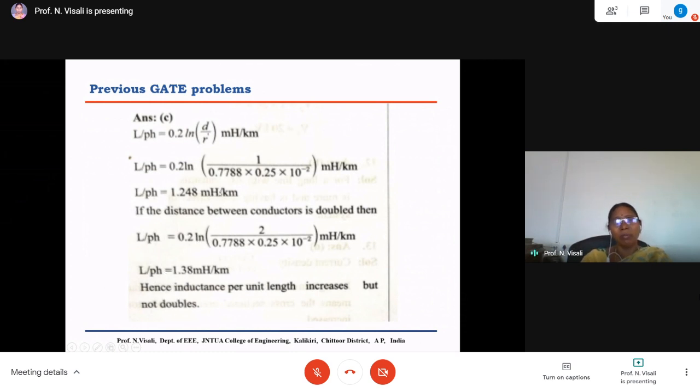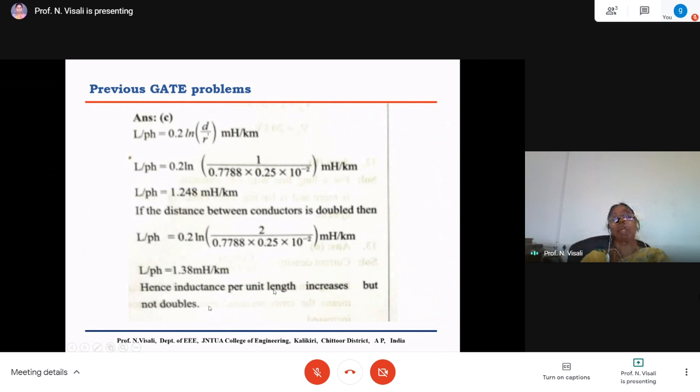If you observe, at 1 meter distance, what is the value of inductance? At 2 meters distance, what is the value of inductance? The inductance, if you observe, is not exactly doubled, it only increases. I have also told you in the table that as the distance increases, the inductance increases. So it only increases, but not exactly double. It is not directly proportional. So as the distance increases, the inductance increases, not exactly double. That is the meaning here. Hence inductance per unit length increases but does not double. That is the answer.